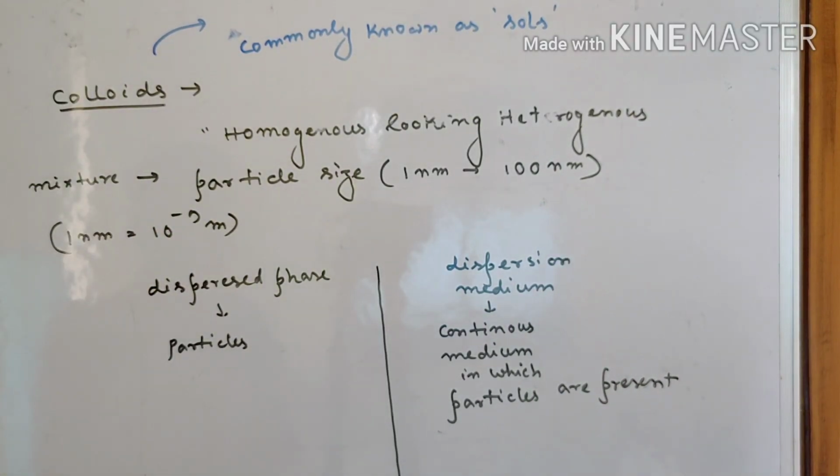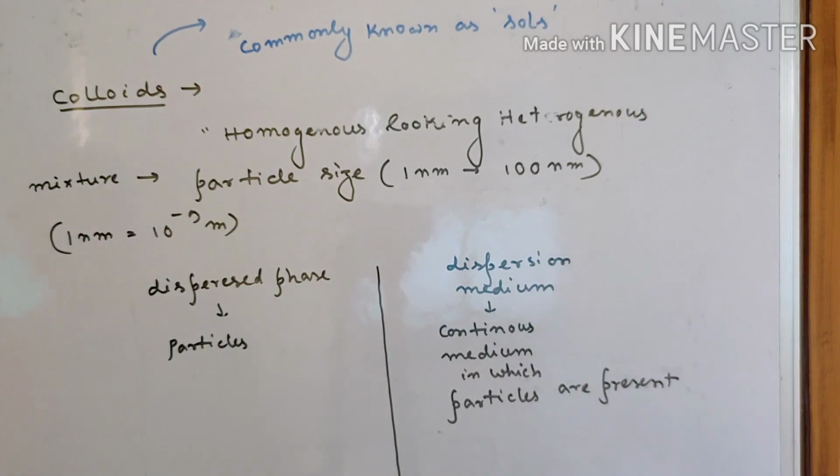Just remember the case of solution. In case of solution, the content that is present in lesser quantity is called the solute. Here also, similar to that, that is known as the dispersed phase. So you can correlate the dispersed phase with the solute, and the dispersion medium you can correlate, only correlate, not the same, okay? So you can correlate that with the solvent.